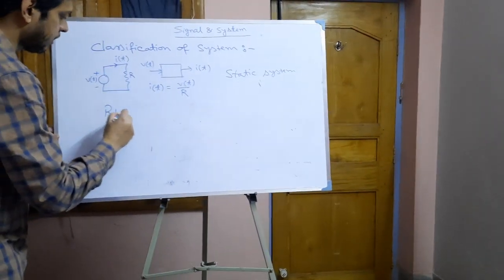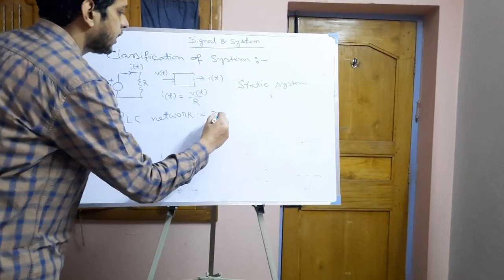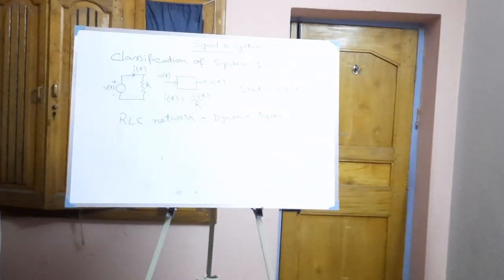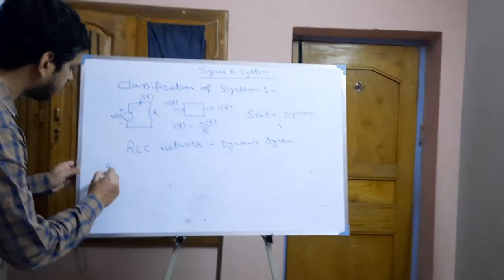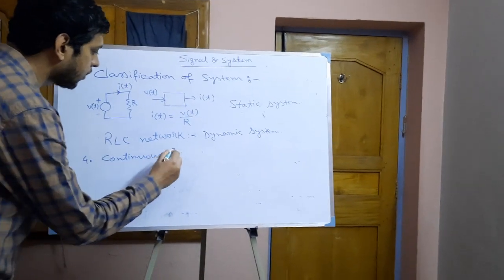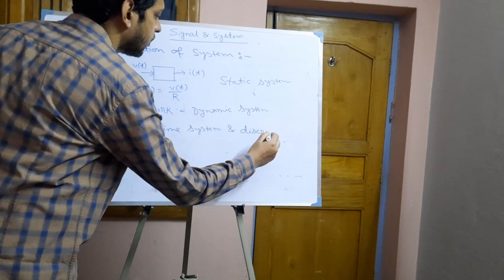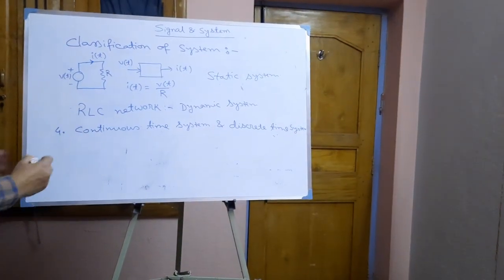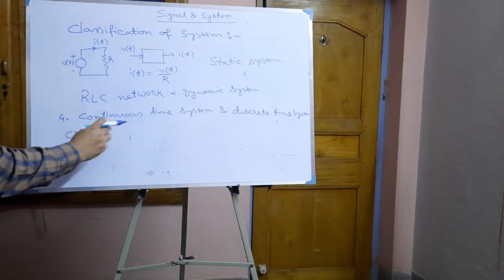Now, whereas a RLC network or RLC circuit, we can call a RLC circuit as a dynamic system or dynamic network. Okay. Now, the next method of categorizing a system is continuous time system and a discrete time system. For a continuous time system, the input-output relationships are valid for every instant of time.